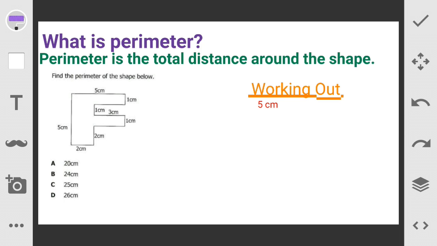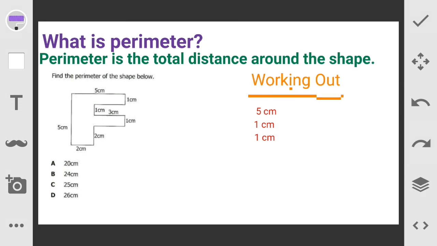We are going to start with the 5 centimeter on top there. Then after I've written the 5 centimeter on top, we'll come to the 1 centimeter on the right side here. After we write that 1 centimeter, we will go into this 1 centimeter which is inside, near to 3 centimeter. After we write that 1 centimeter, we shall come and write this 3 centimeter here.